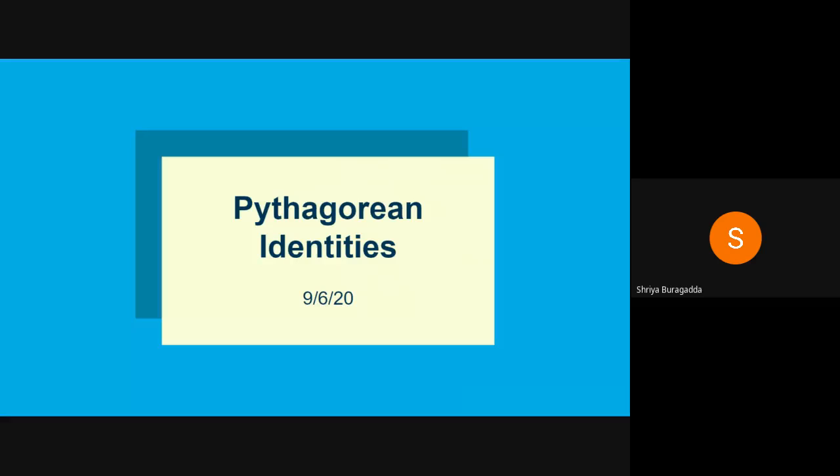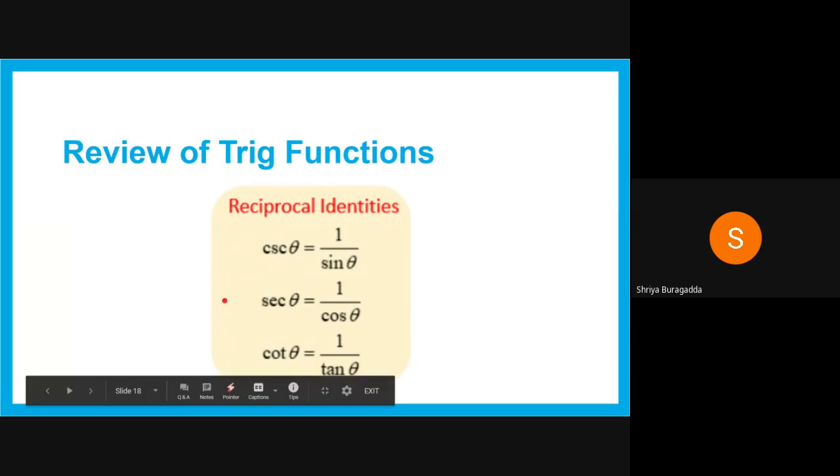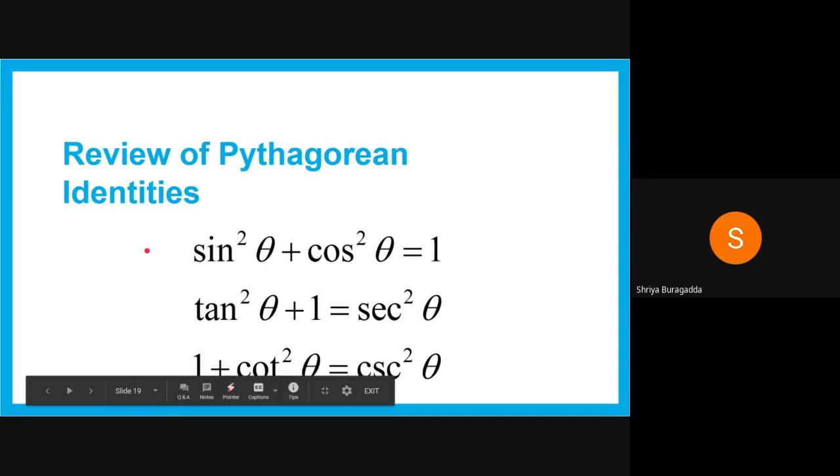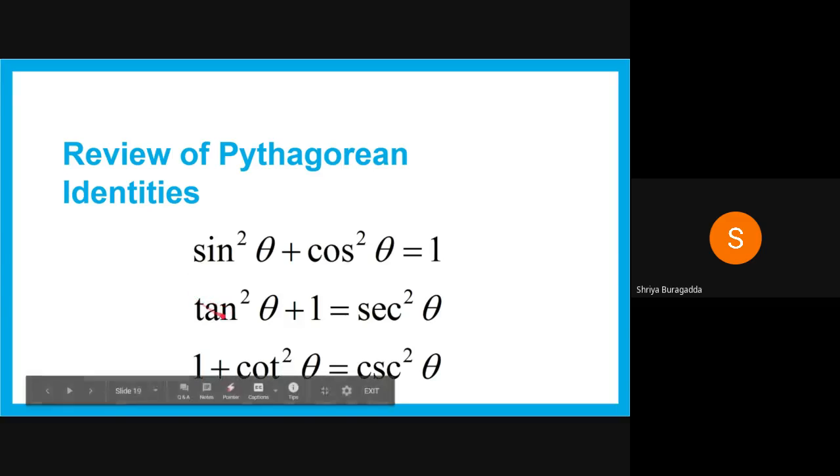Okay, now we're going to do Pythagorean identities. So just a quick review of the trig functions. I think you guys should know these by now, but cosecant, secant, and cotangent. And then the Pythagorean identities. Last week we went over how to derive these, so how to get these bottom two equations out of this top equation.